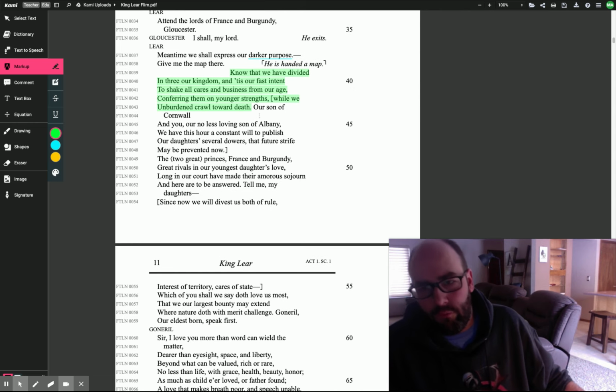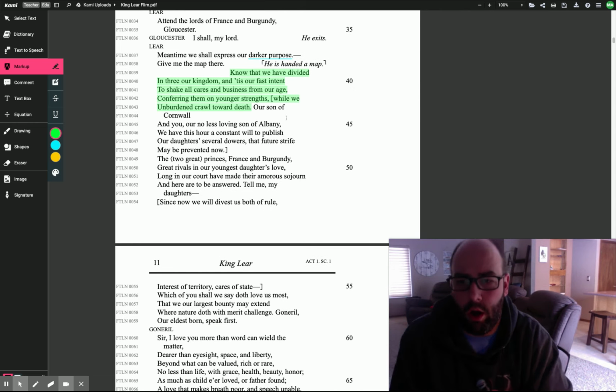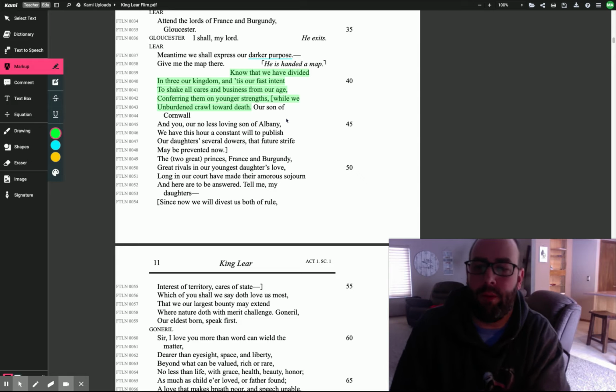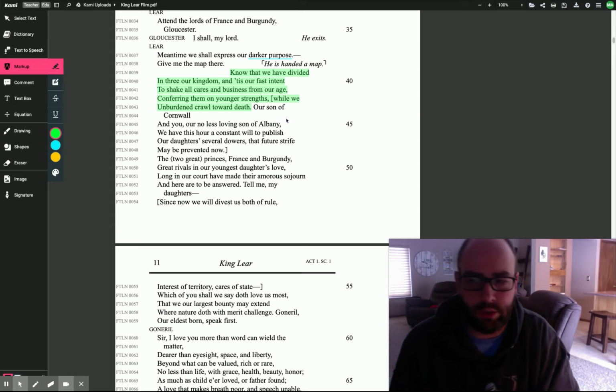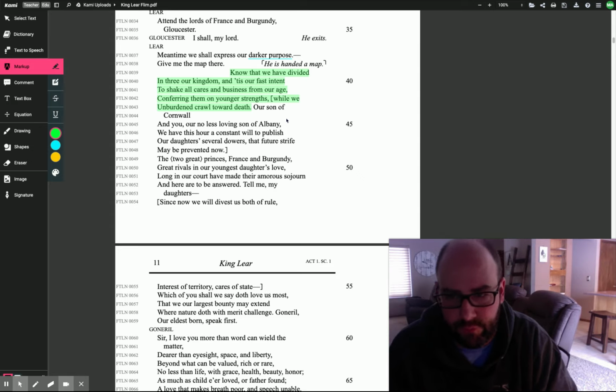"Our son of Cornwall, and you, our no less loving son of Albany, we have this hour a constant will to publish our daughters' several dowers, that future strife may be prevented now."